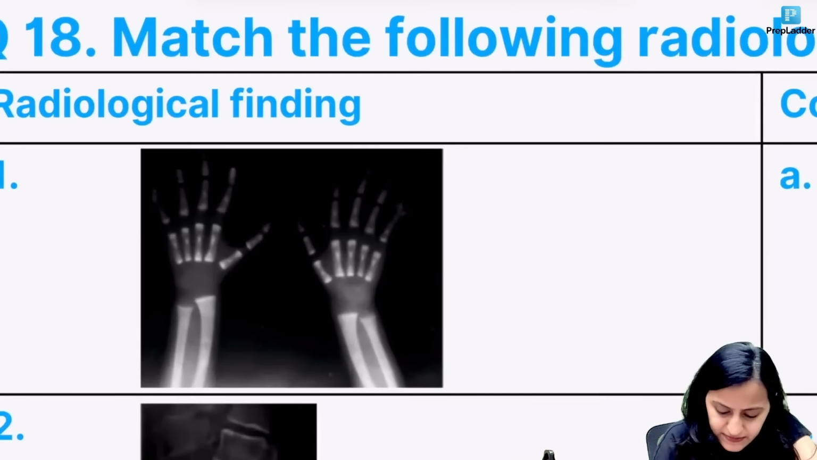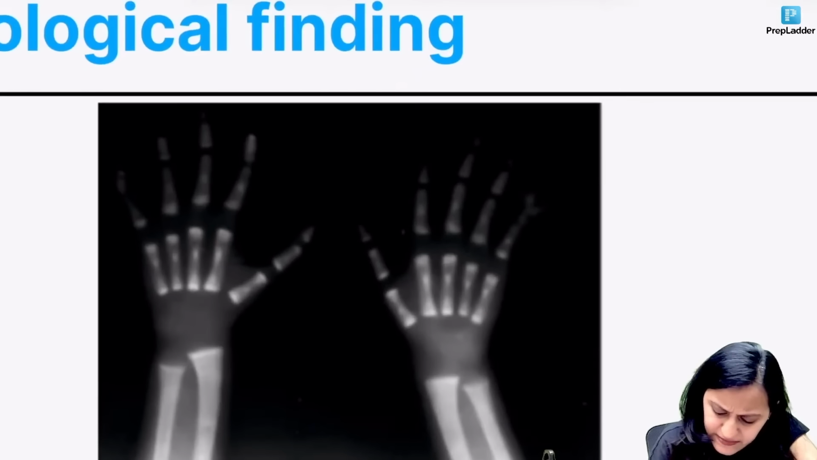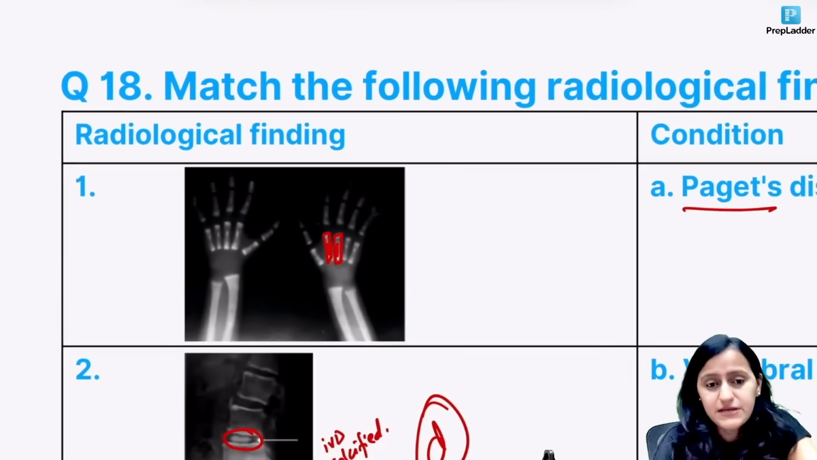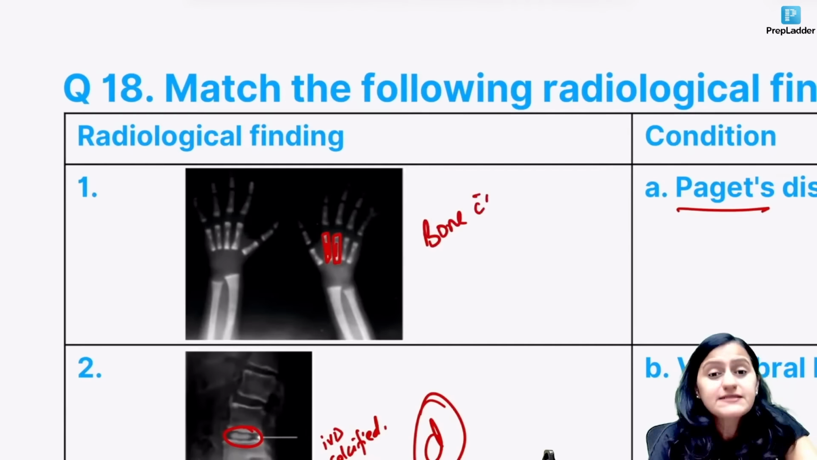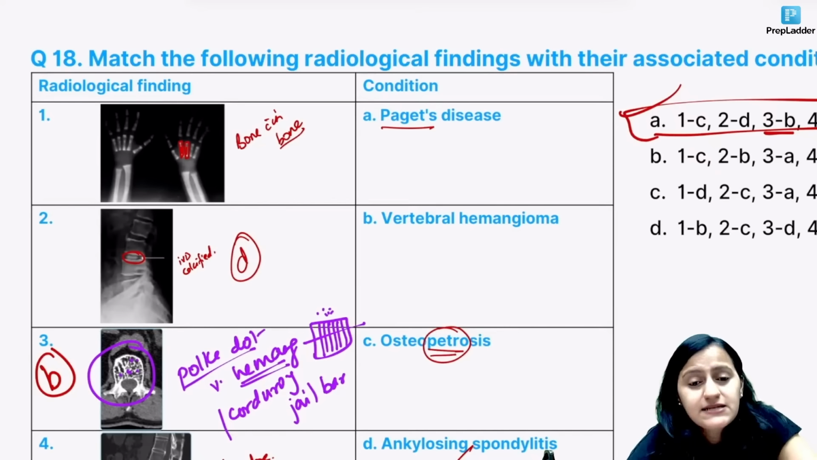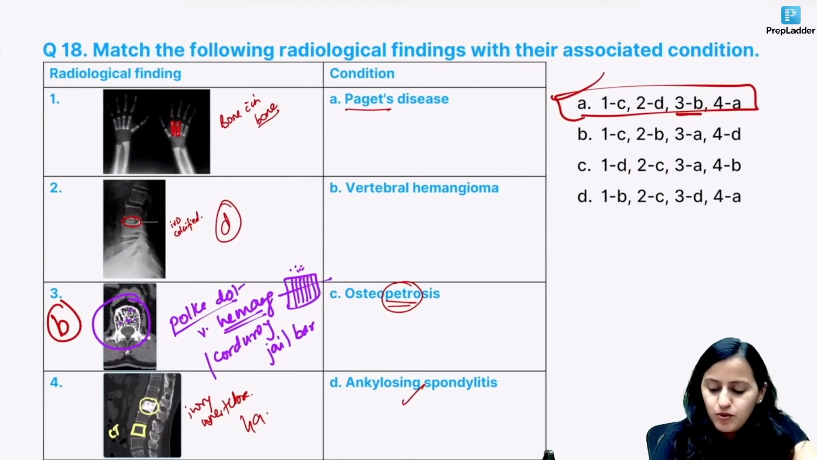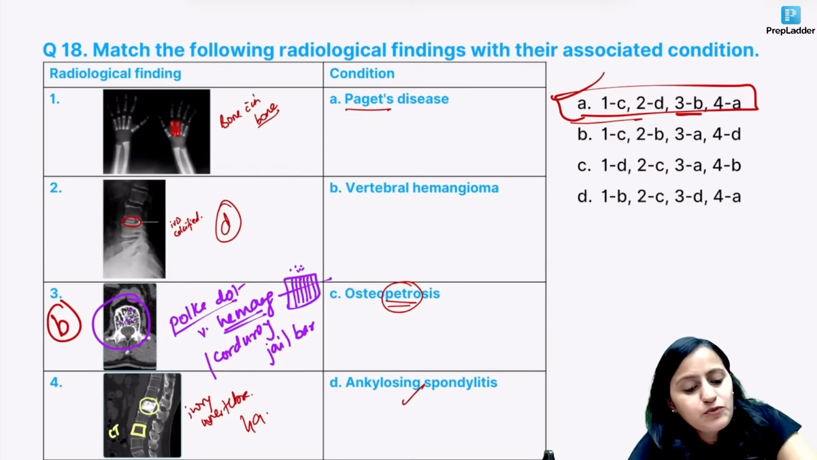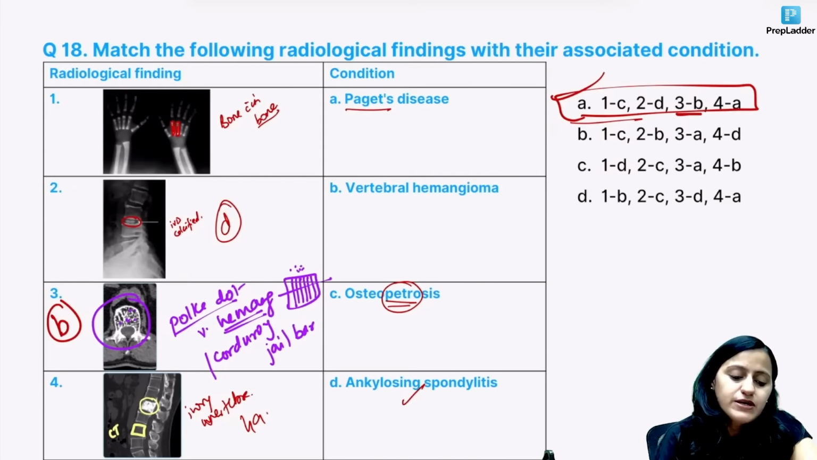And look at this image here. Look at the metacarpals. You have the bone within bone appearance. So this appearance here is bone within bone appearance, which is seen in osteopetrosis, not porosis. So 1 is going to be C. Okay, bone within bone appearance, osteopetrosis, which is a problem with the osteoclast functioning. So the old bone stays there, and there is bone within bone appearance.